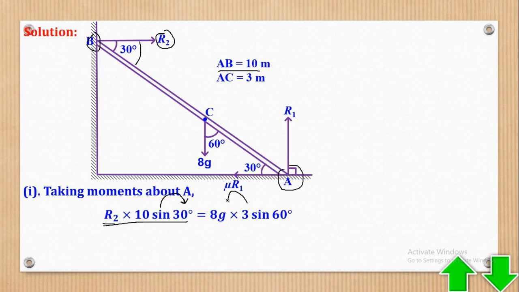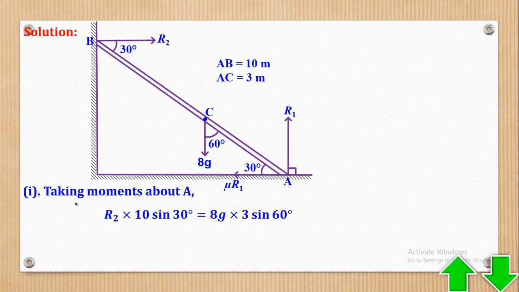Then this side will be the anti-clockwise moment. So still we use the same formula, F D sine theta. F is this 8g, then D is the distance from the pivot to the point where the force originates from, and that is SC, which is 3 meters, and that's why you write here 3. Then theta is the angle between the force and the ladder, which is 60 degrees. So in the end, you shall come up with 8g times 3 sine 60. So we have taken moments.